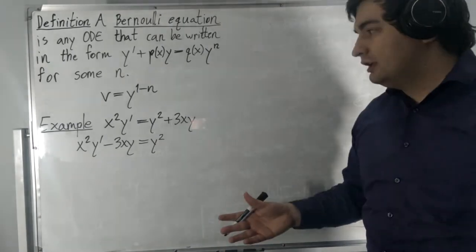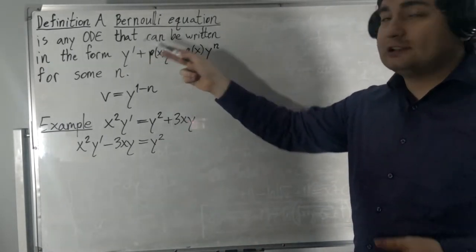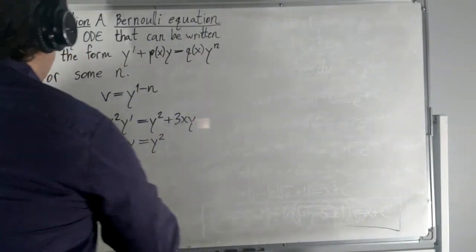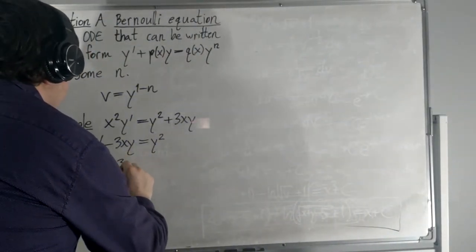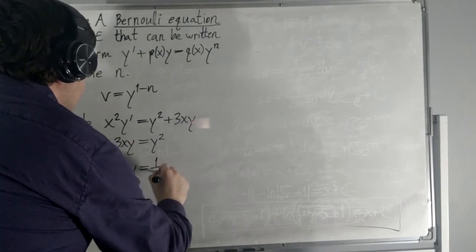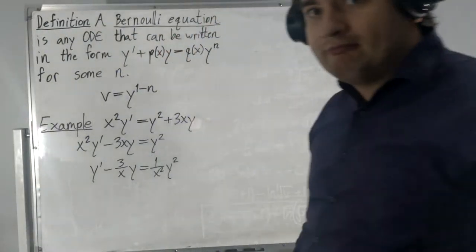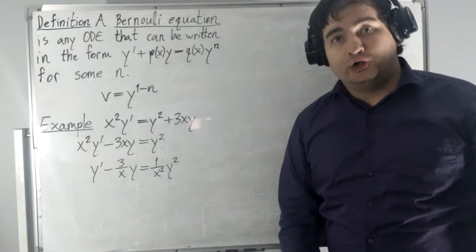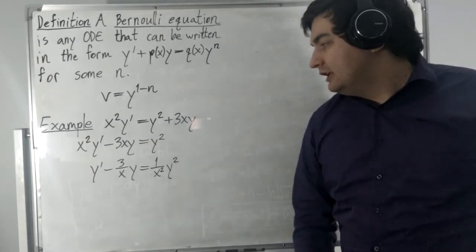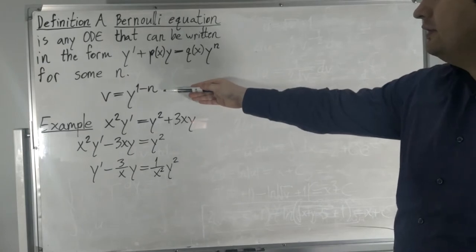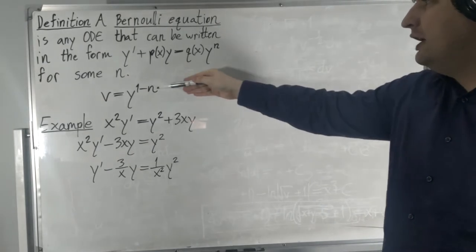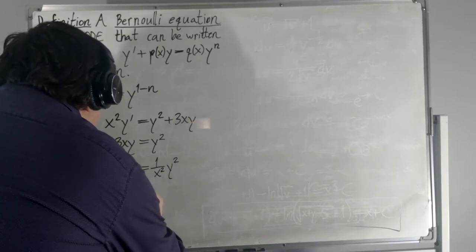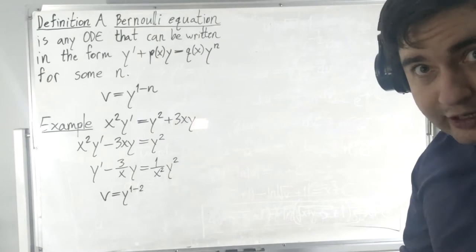Now the other problem is that the coefficient of y prime has to be 1, just like in the standard form of a linear ODE. So we're going to divide by x squared. So y prime minus 3 over x y equals 1 over x squared y squared. Now we can hopefully see that this matches the definition of a Bernoulli equation. The substitution you need to make is y to the 1 minus n. In this case, n is 2. So we're going to say v equals y to the 1 minus 2, which is just y to the negative 1.